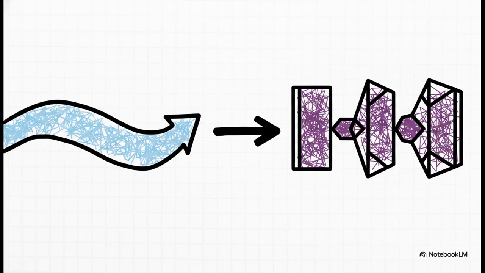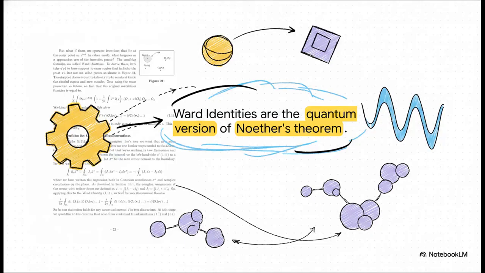We started with a classical idea. A symmetry gives you a conserved current. Now we're going to see that idea get a major promotion. It becomes a fundamental law that governs pretty much everything in the quantum theory. So, what exactly are these Ward identities? You can think of them as the quantum mechanical version of Noether's theorem.